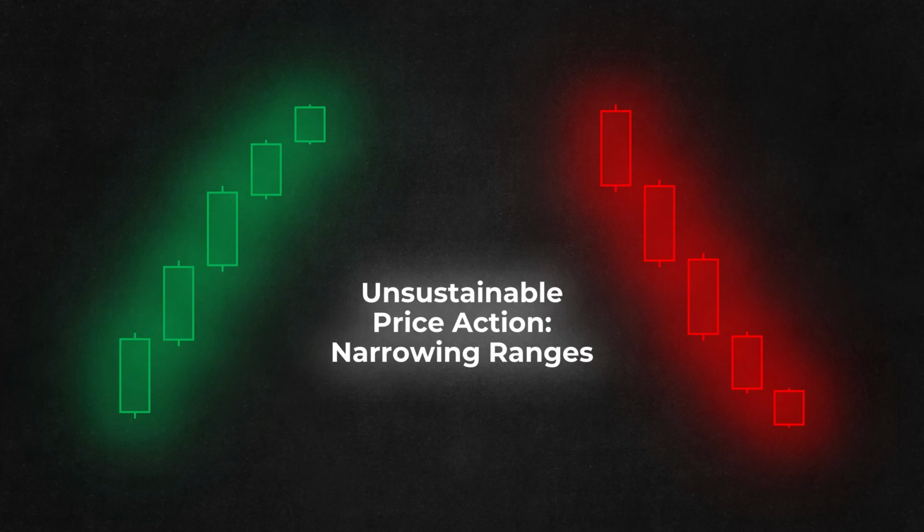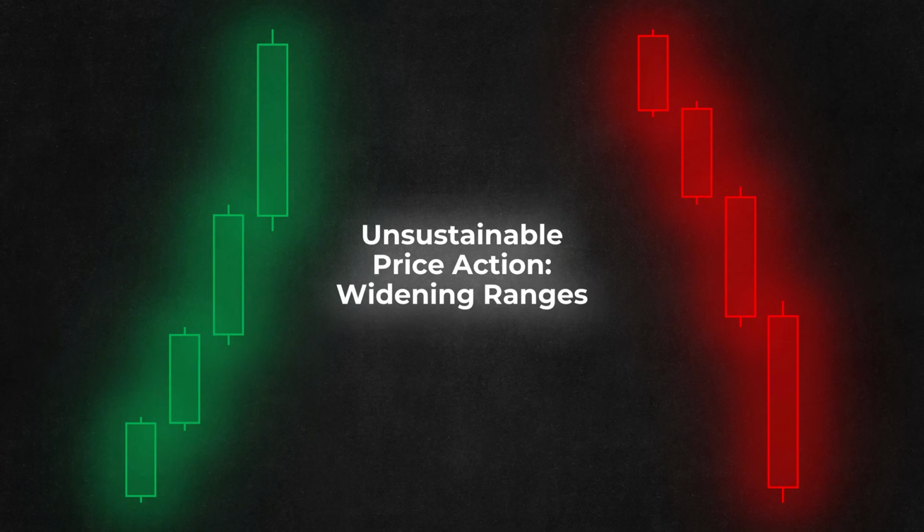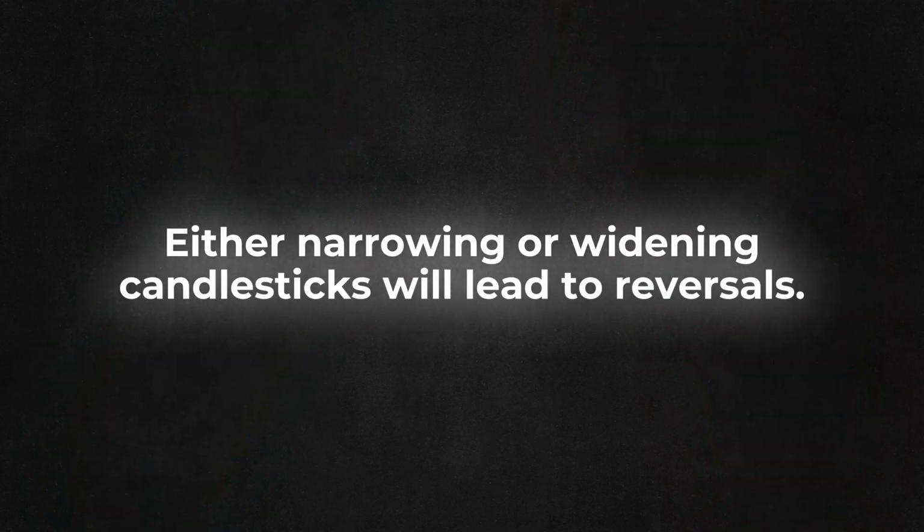The other example of unsustainable price action is when candle ranges begin to widen, as you can see in this other illustration. Price cannot continue creating progressively wider candles like this, so this is an exhaustive movement that eventually leads to a reversal. Either narrowing or widening candle ranges will produce a reversal. The only possible way for price to continue in one direction for a long time is when there are medium ranges.